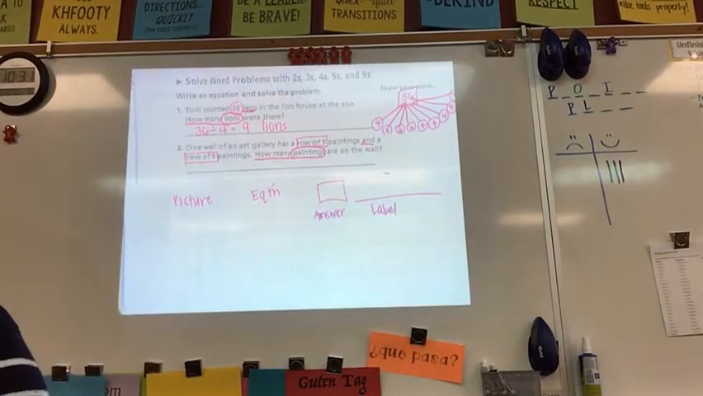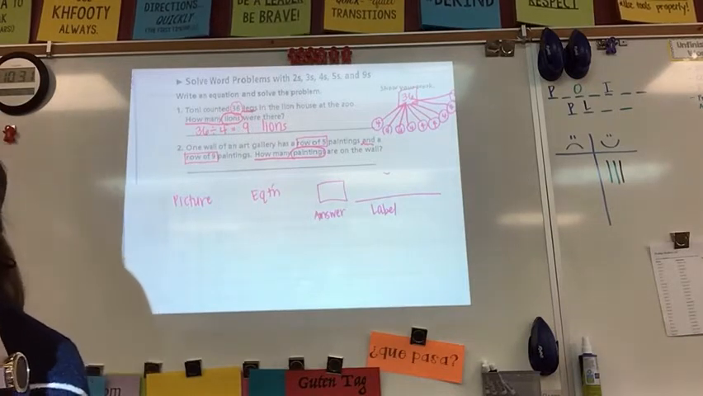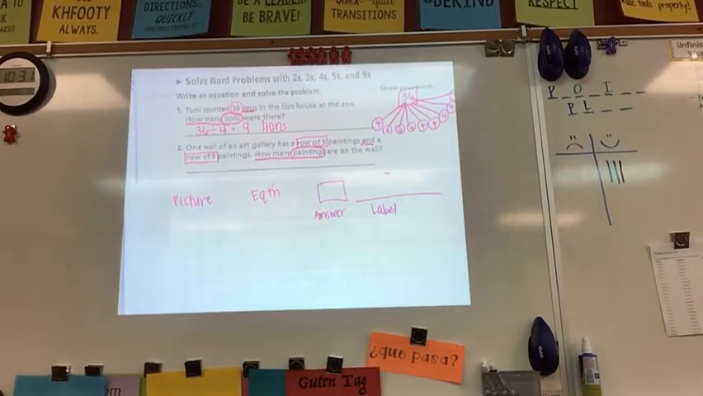Do I have equal groups or equal shares or anything in this? Do groups have the same amount? If they're not the same amounts, can I do a multiplication or a division? Can I? I think they were trying to throw us off here.